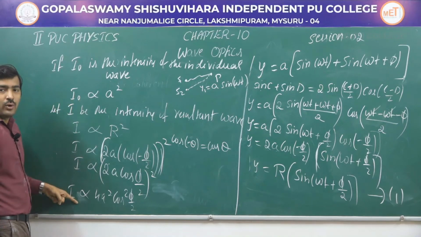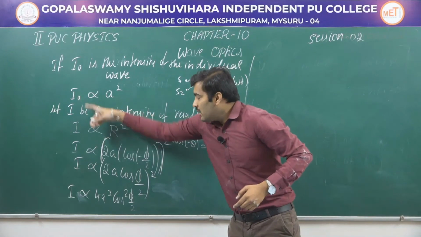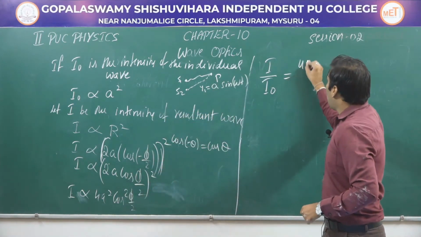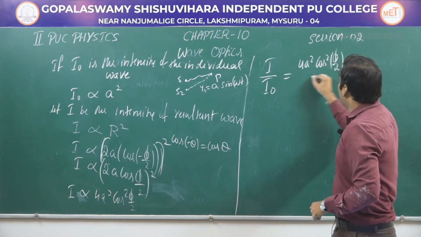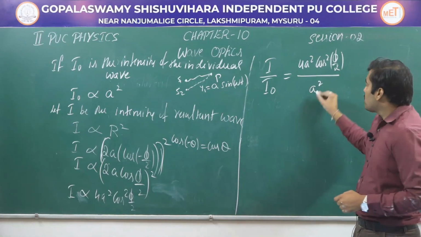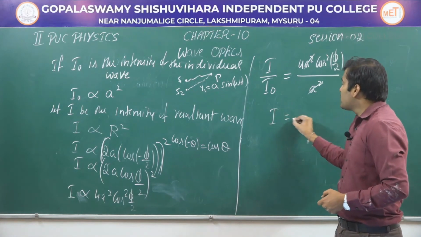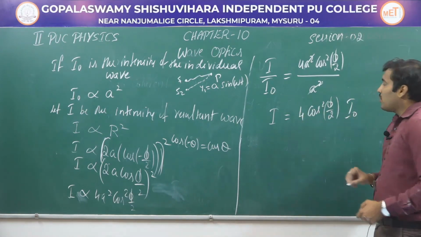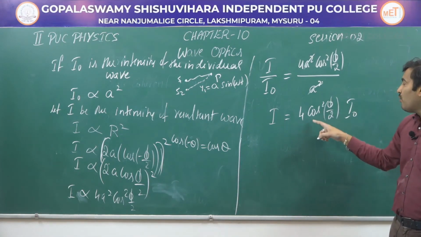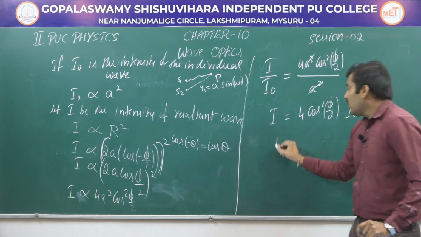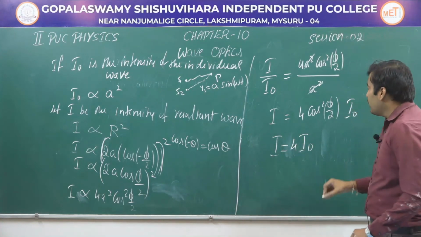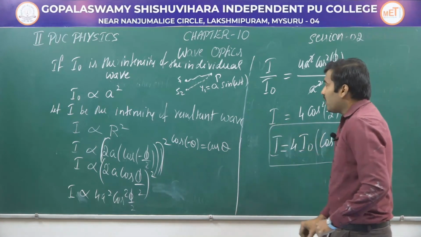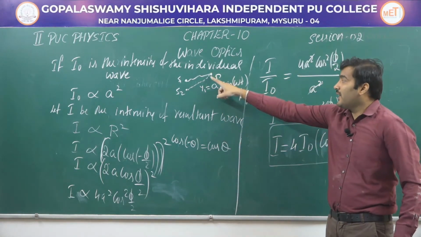Therefore, if I divide these two equations, let me divide I by I naught. Now, I divided by I naught is equal to, I is this 4a square cos square phi by 2 divided by that term a square. So a square and a square get cancelled and I is equal to 4 cos square phi by 2 into I naught. Therefore, intensity is equal to 4 cos square phi by 2 into I naught. Or we can write this as I is equal to 4 I naught cos square phi by 2. Okay, this is the intensity of the resultant wave at this point.